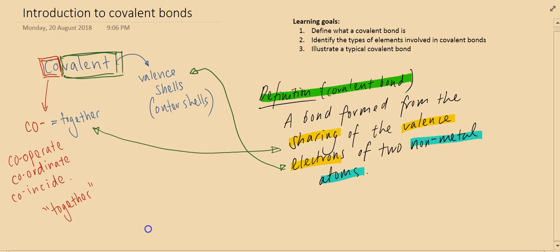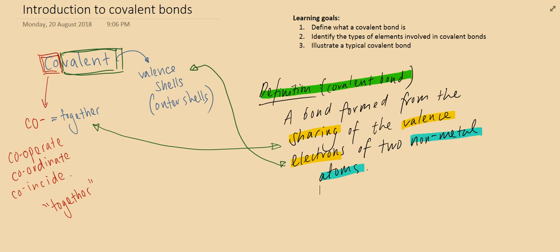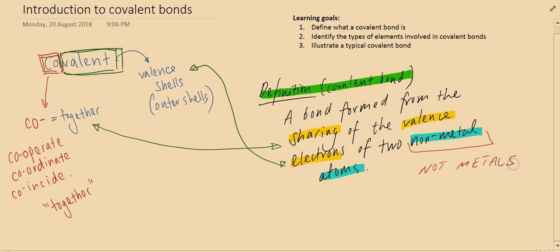Now the second learning goal in writing this definition has been covered. So here, consider that non-metal atoms form covalent bonds, not metals. Metals are virtually never involved in covalent bonds, at least we don't have to consider that at this level. It's non-metal atoms that we talk about. Okay?